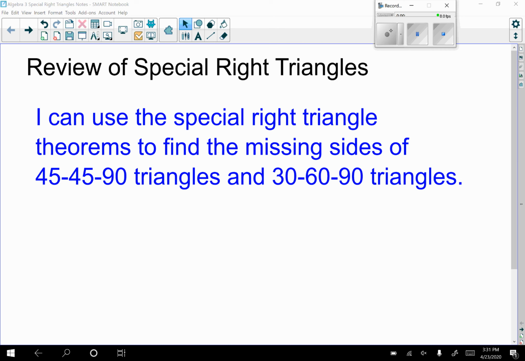Before you watch the rest of the video or view the PDF, just pause the video right now and ask yourself, what do you remember about these right triangles, these special right triangles? They're considered special right triangles.